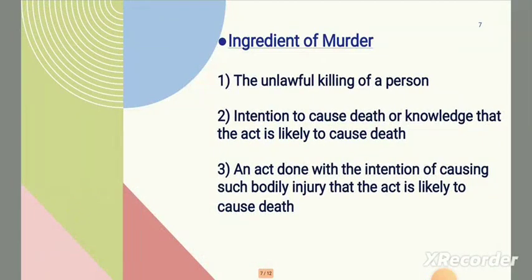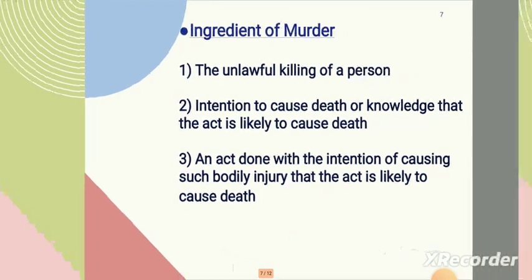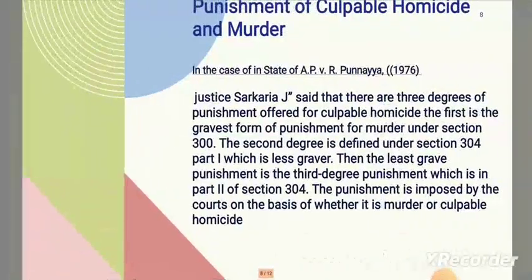These are the ingredients of murder. First, the unlawful killing of a person. Second, intention to cause death or knowledge that the act is likely to cause death. Third, an act done with the intention of causing such bodily injury that the act is likely to cause death. Now move to the next slide.